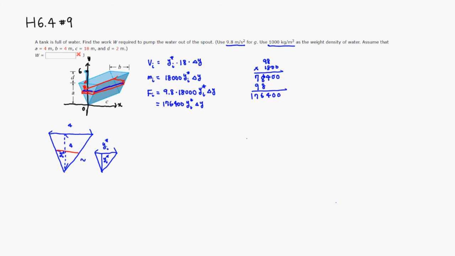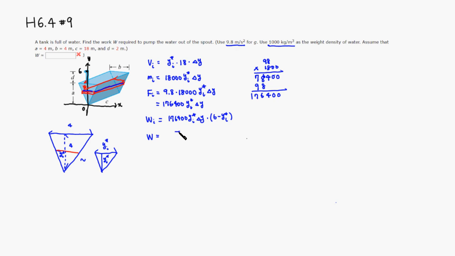Oops, let's use a different color. Right, work just for that piece is going to be force, which is this guy, 176400, and yi star delta y. Then you need to multiply by the difference between 6 and yi star. Alright, then all you have to do, to get the total work, is add them up.